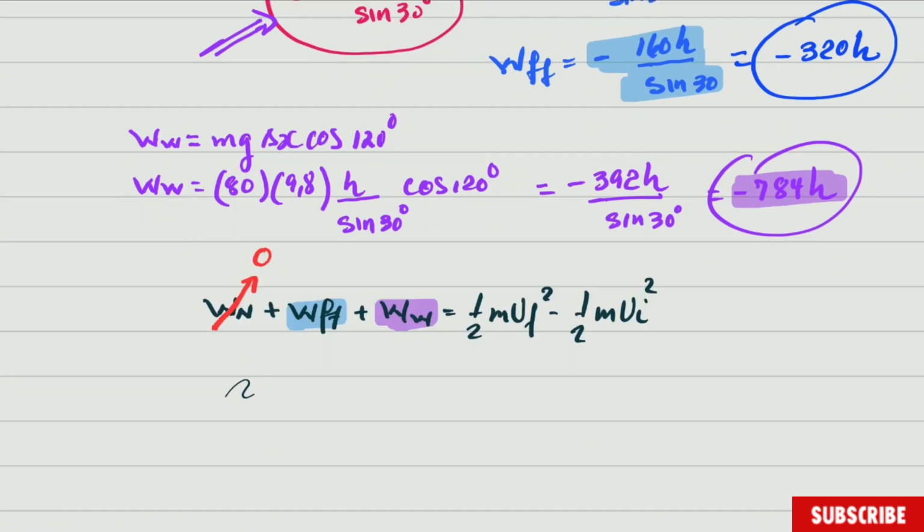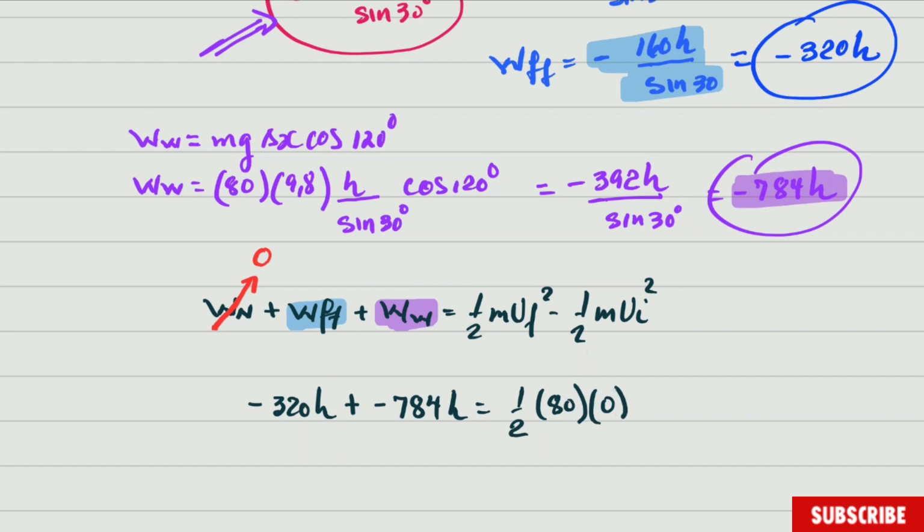So we are here, then we can substitute everything. I am not going to write the 0 there. For friction, we have negative 320h, plus for weight we have minus 784h, and that is equal to half. The mass is 80. The final speed is 0 because we ask how high it can go up until it stops.